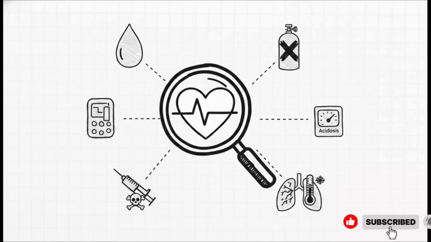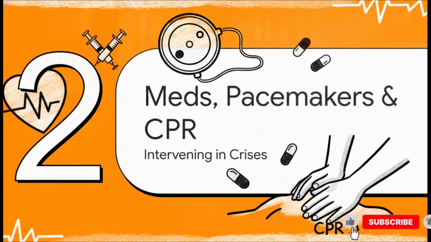So when you're staring down a lethal rhythm, especially PEA or asystole, you have to play detective. The H's and T's are your ultimate troubleshooting guide. You have to ask yourself, is it hypovolemia from blood loss, hypoxia, maybe a tension pneumothorax? Reversing the cardiac arrest means you have to rapidly identify and fix the exact H or T that is causing the crash. Which brings us to Section 2, meds, pacemakers, and CPR.